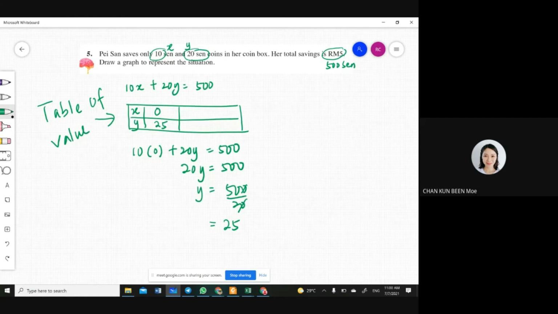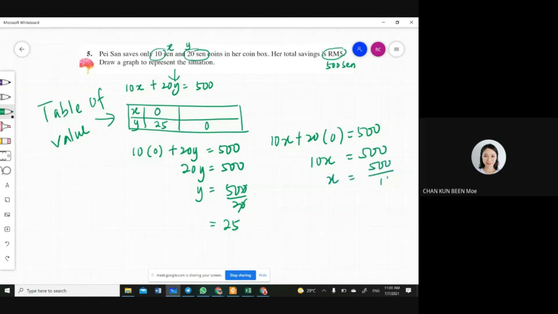Okay, so next, if Y is equal to 0, what is the value of X? So I'm going to substitute the value of 0 into Y. Therefore, 10X plus 20 times 0 equal to 500. So 10X is equal to 500. X is the same thing over here, 500 divided by 10. So X is 50. I write down 50 here.